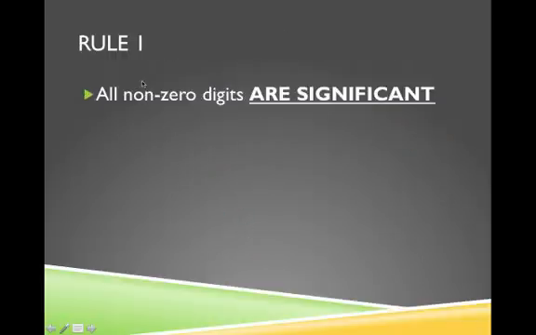So we have 4 of these rules. Rule number 1 is that all non-zero digits are significant. When I say that, I mean in this number here, let's say the number 267, the 2, 6, and 7 are all non-zero. Therefore, we would have 3 significant digits.